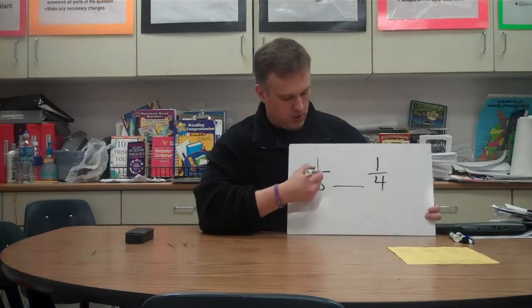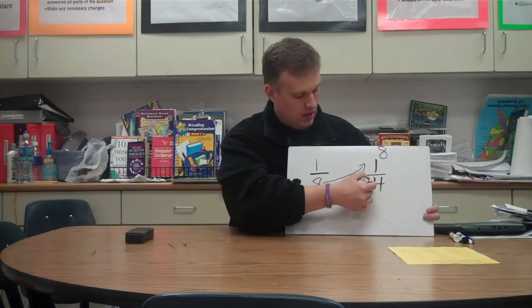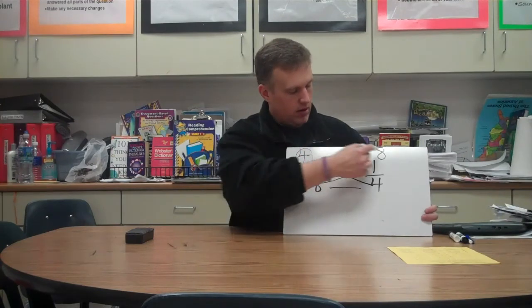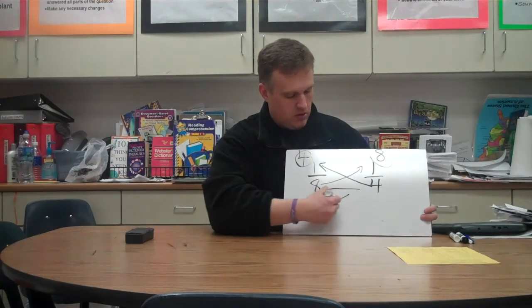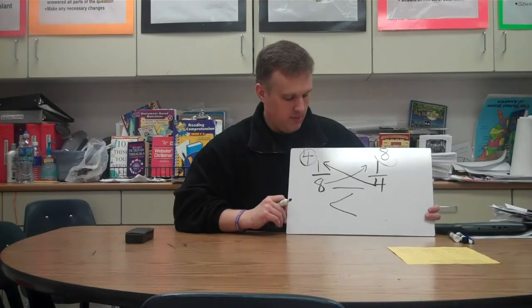Let's do one more. Let's jump down, let's do number 5. Okay? So 1/8 and 1/4. Again, cross multiply. 8 times 1 is 8. 4 times 1 is 4. I compare my two numbers, 8 and 4. 8 is bigger, so my sign goes in that direction. The open mouth goes in that direction.